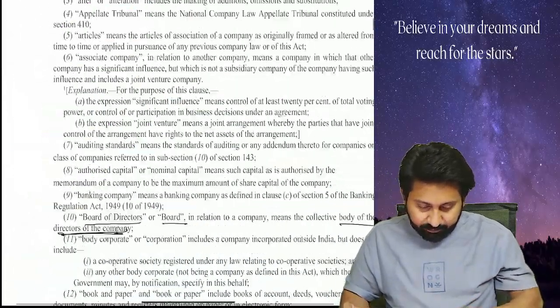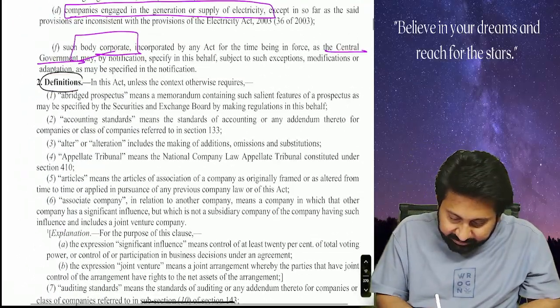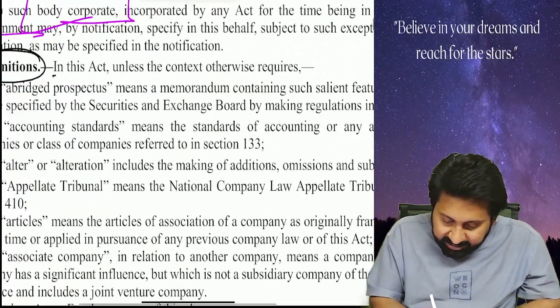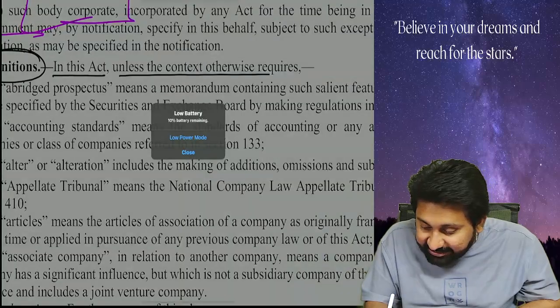See here. Definitions. In this act, unless the context otherwise requires.